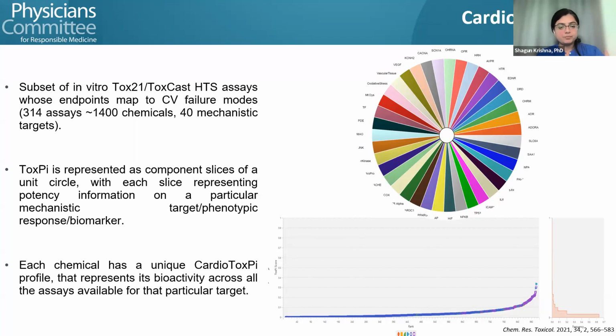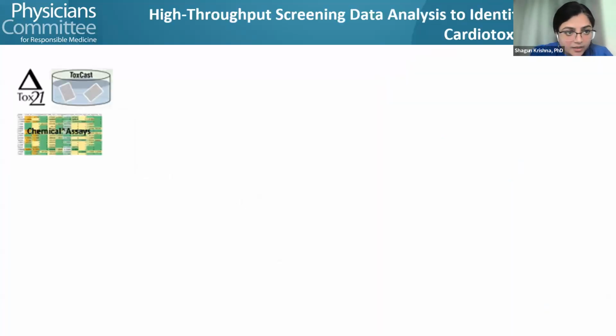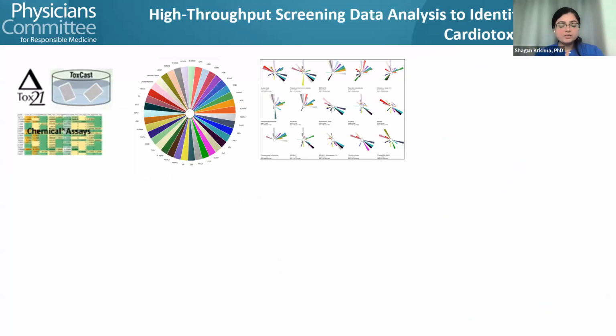And then we supplied this data to ToxPi. ToxPi is a ranking tool that is freely available in the public domain, and it helps you to integrate the in vitro data to rank the chemicals based on their potential of activity. It could be antagonism, it could be agonism. By supplying our data to ToxPi, we were able to rank those 1400 chemicals as per their potential to cause adverse cardiovascular effects. And we finally had different bioactivity profiles of the identified chemicals.